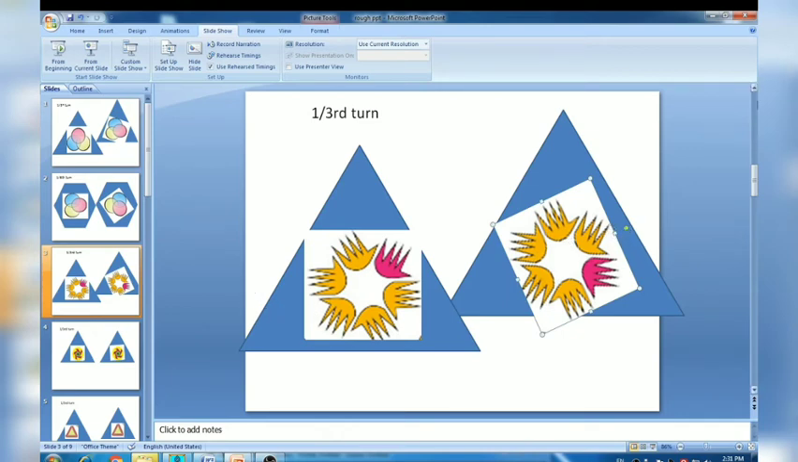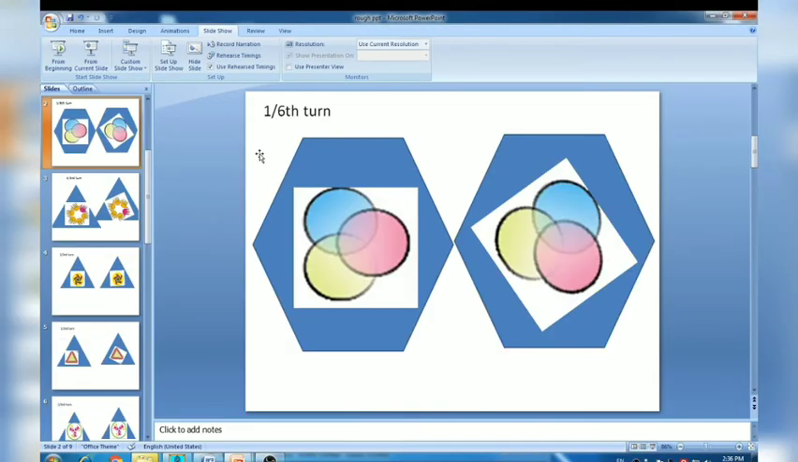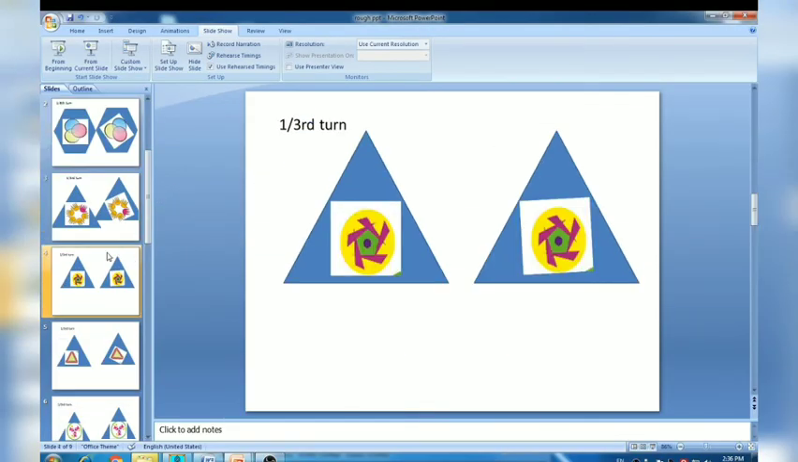Does it look the same? No, it does not look the same. It gets different. Now the next one. Now we will see this shape will change its shape on 1/3 turn.